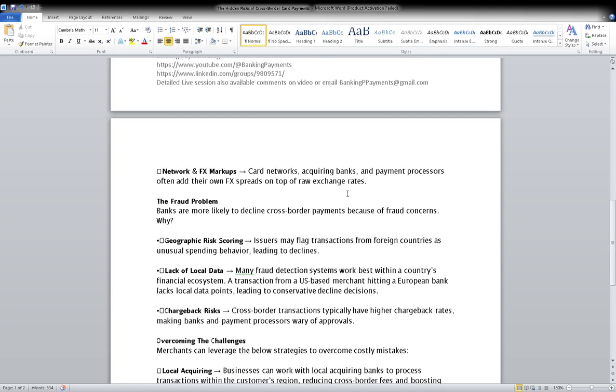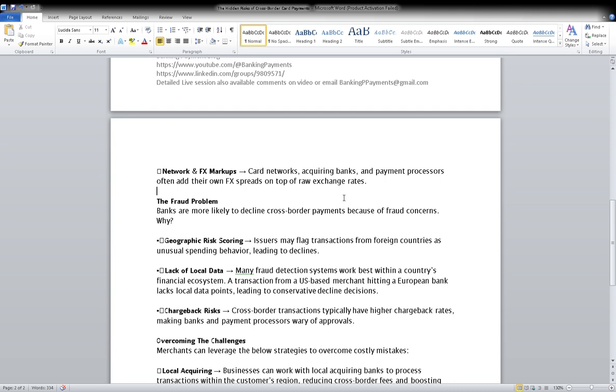Okay, the next reason is why banking CBPR charges are more: card networks and FX markups. Card networks, acquiring banks and payment processors often add their own FX spreads on top of the raw exchange rate. So there is a new term involved: FX spreads. What is a spread? The spread is the difference between buying and selling. The difference between them is called the spread rate.